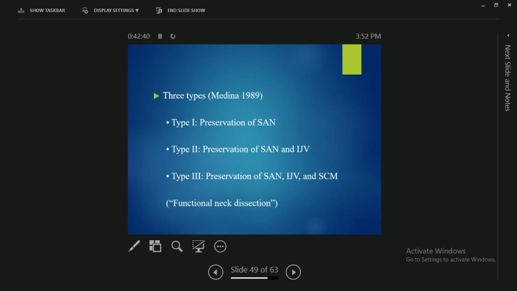The three types were given by Medina in 1989. Type 1 is preservation of the spinal accessory nerve, type 2 is preservation of the spinal accessory nerve and internal jugular vein, and type 3 is preservation of the spinal accessory nerve, internal jugular vein and sternocleidomastoid muscle. This is also called the functional neck dissection.